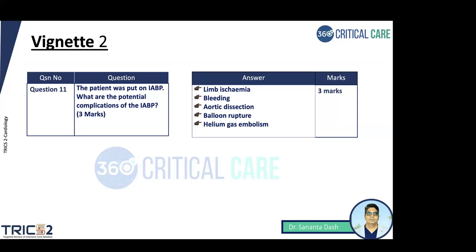I mean, common things again happen commonly, so you have to start with the common things, as you rightly said: limb ischemia, bleeding, possible aortic dissection, balloon rupture, gas embolism very rarely, bowel ischemia, surgical site infection. These are the usual complications. You can talk about it in a different way, like at the time of putting it, maintenance, and removal. The 3 stages of that.